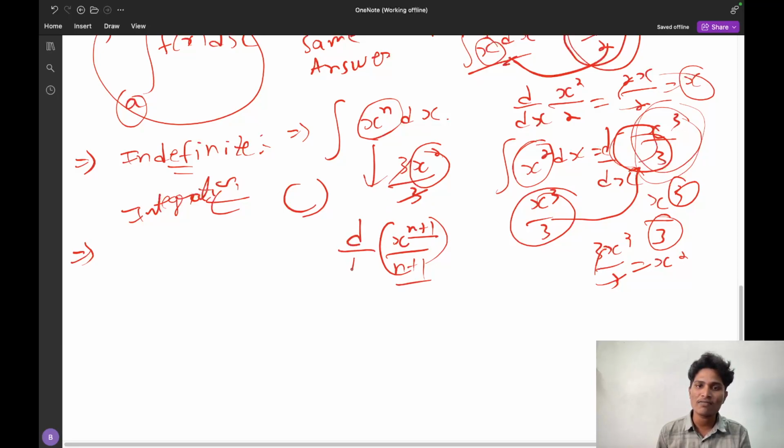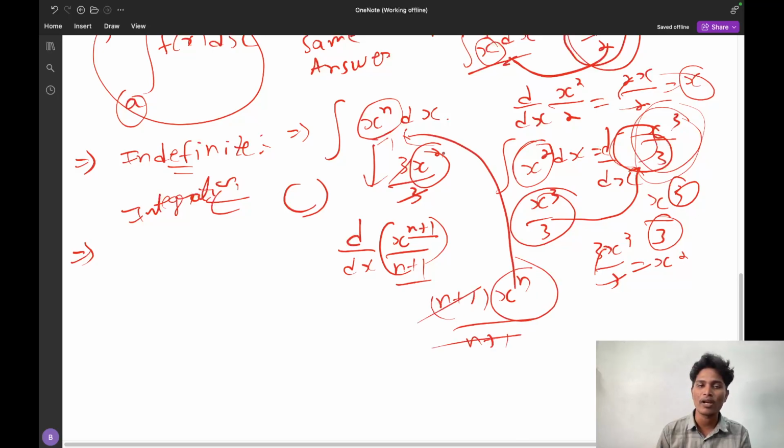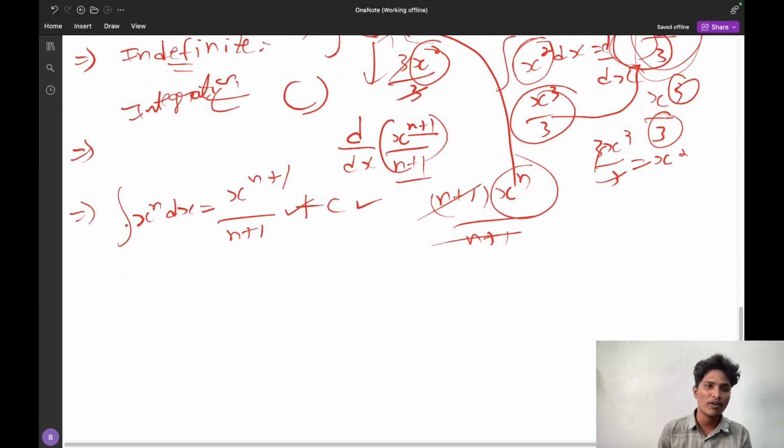If I differentiate this, I will get back the integrand. When I differentiate, I get n plus 1 into x power n divided by n plus 1. The n plus 1 and n plus 1 cancel, and I get x power n. So you have to remember the formula: integration of x power n dx is equal to x power n plus 1 divided by n plus 1. This is the answer. One more thing: the constant must be present in indefinite integration. This is the first formula.